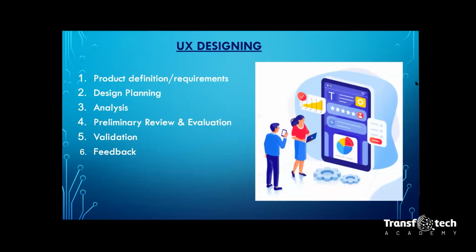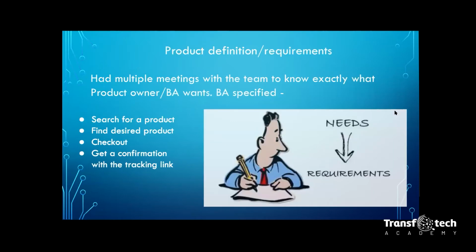So when it comes to UX design, it's about usability and art. These are the 6 steps that we follow to design our product. Let's talk about the very first one. The very first one is product definition.